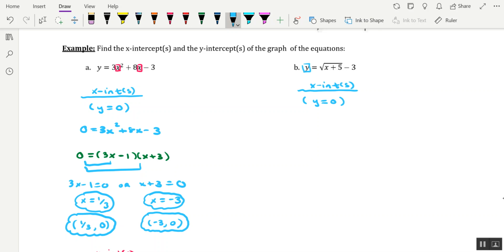Alright, so we'll replace y with 0. And we get a radical equation upon doing so. And to solve this radical equation, we're going to want to isolate the square root of x plus 5 by moving that negative 3 over to the left to get 3 equals the square root of x plus 5.